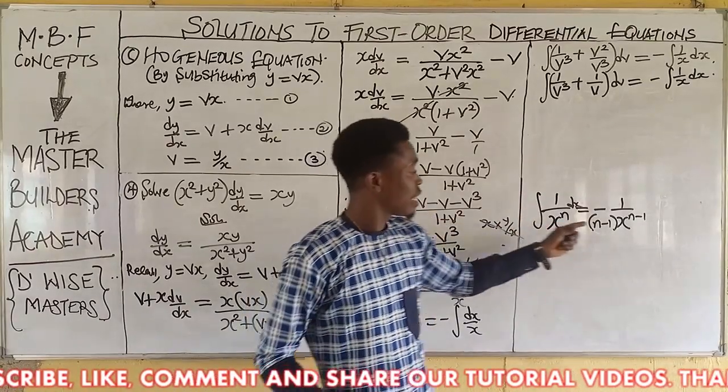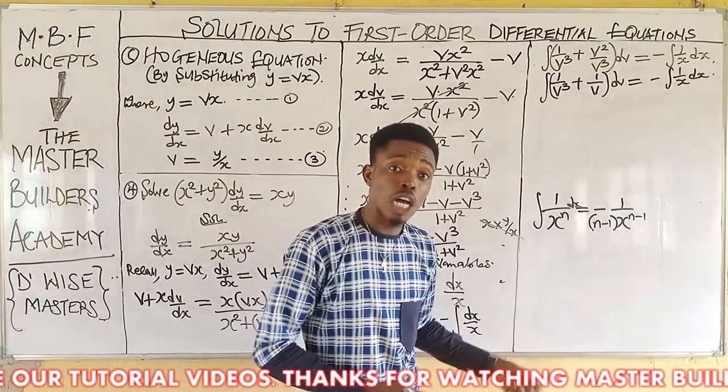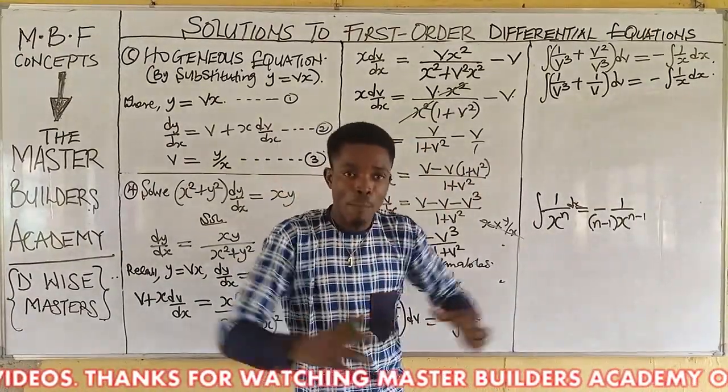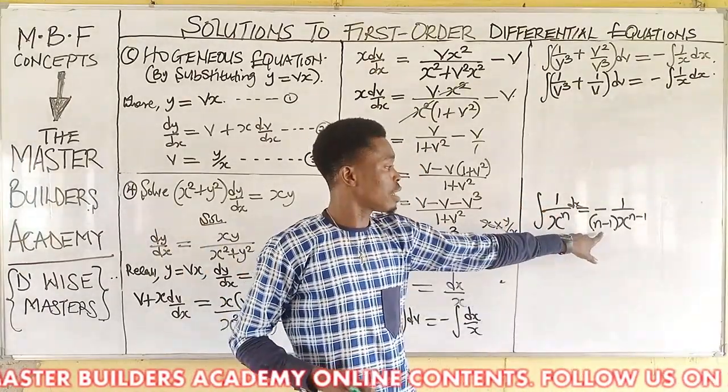So this is what you do. First is to multiply by minus 1. Next, put down the numerator which is 1. All over, reduce the power by 1. Now multiply the coefficient of that denominator by the new power. That's exactly what we have here.